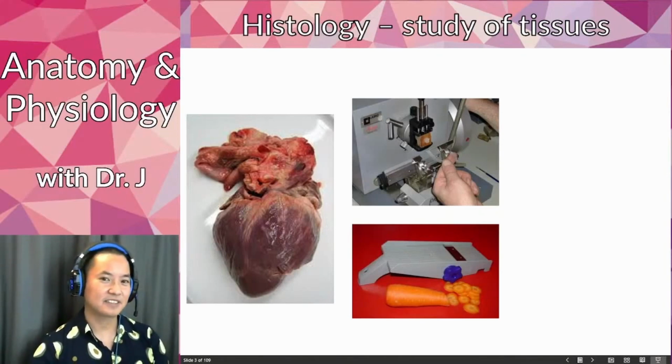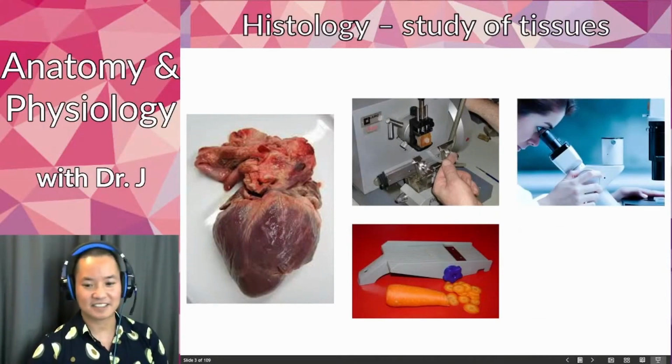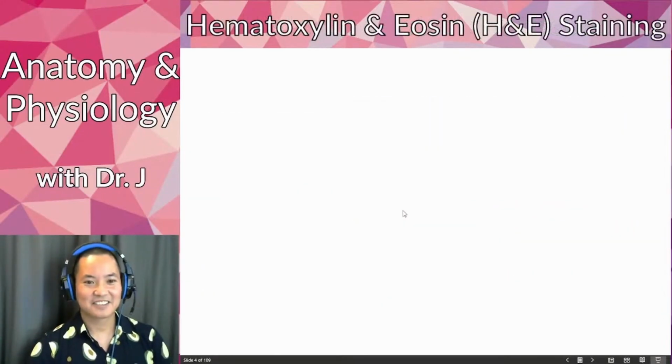They're taking these very thin slices and then they look at them under a microscope to look at the cells and how the cells are arranged in that tissue. Then you might see something like that. Alright, so hematoxylin and eosin staining, or H&E staining.